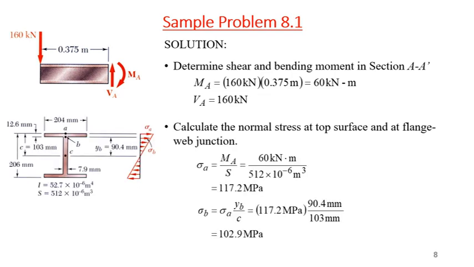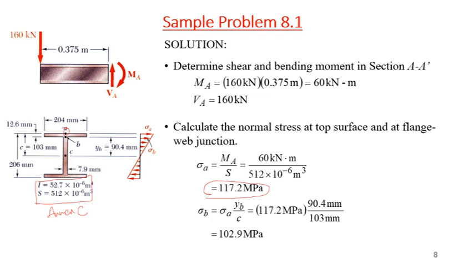Okay. Now, sigma A and B. We calculate at the top surface sigma A. So sigma A is M over section modulus. The section modulus we get from Annex C of the book for the beam. Okay. Now if we put M over S, that becomes 117 megapascal, which is less than the required value.